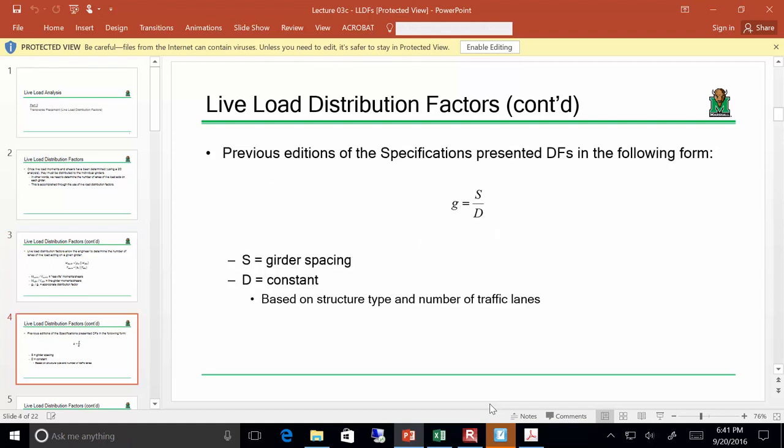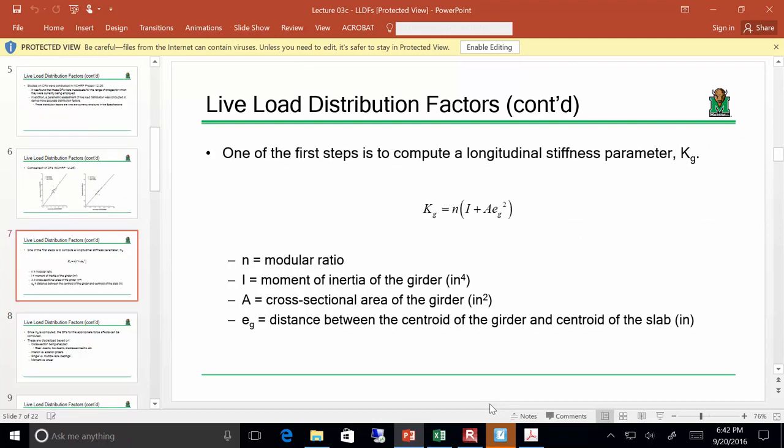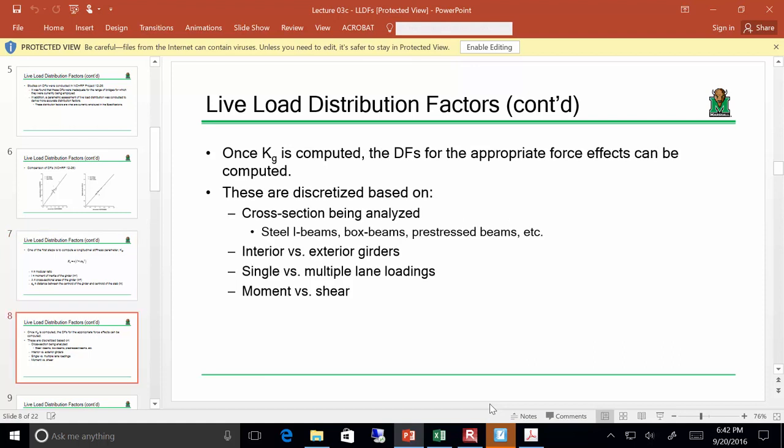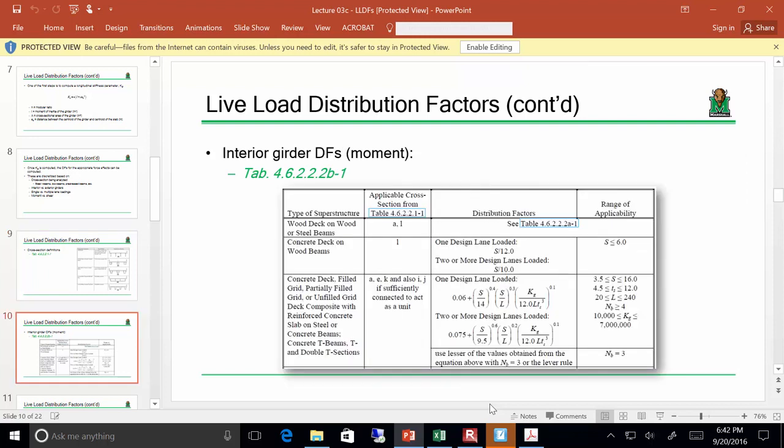As you know, I'm not going to go into the history and whatnot because you all are pretty well versed on that. But the idea behind distribution factors is that there is a large suite of these things dependent upon the particular type of structure and force effect that you're looking at. They're discretized based on whether you're looking at slab-on-beam steel bridges, box bridges, reinforced concrete T-beam bridges, what have you. Based on these given structures, you've got distribution factors for moment, distribution factors for shear, interior girder distribution, exterior girder distribution, single lane loading scenarios, multiple lane loading scenarios.